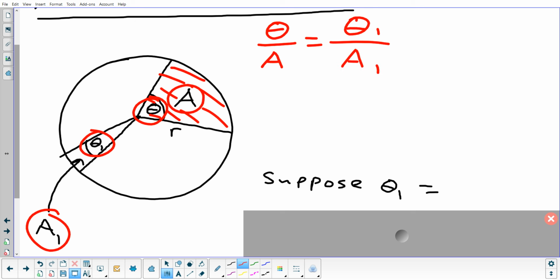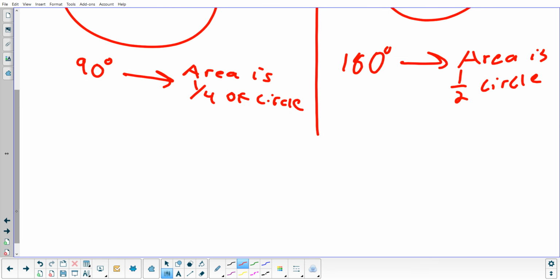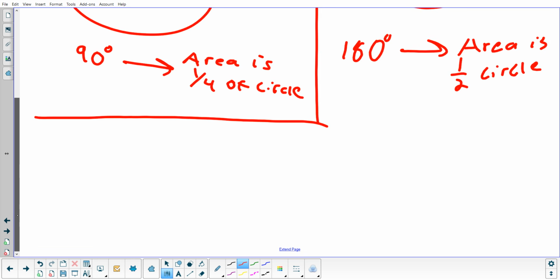Now, a proportion with four variables in it is useless. The only way the proportion becomes useful is if you can fill in a true fact on one side. And right here is where we're going to try to fill in something that's true. Let's go back here. So, a 90-degree angle, we have a quarter circle. 180, half circle. Well, let's keep going.